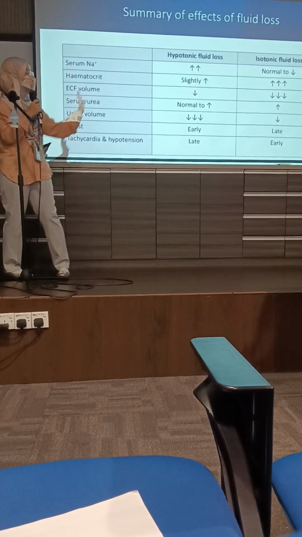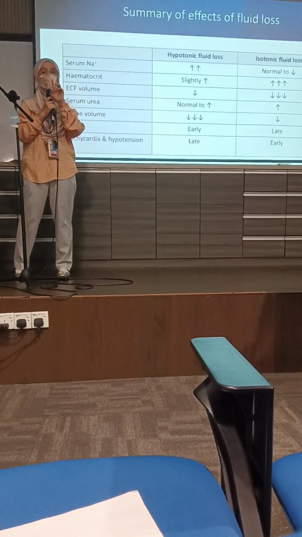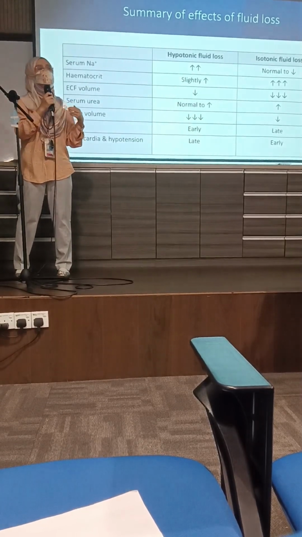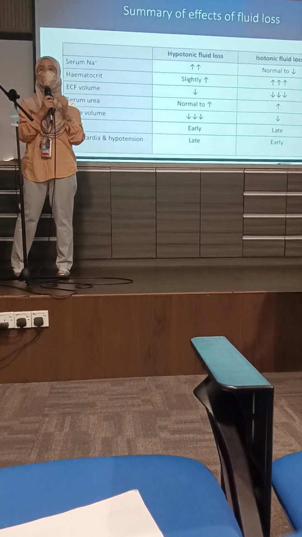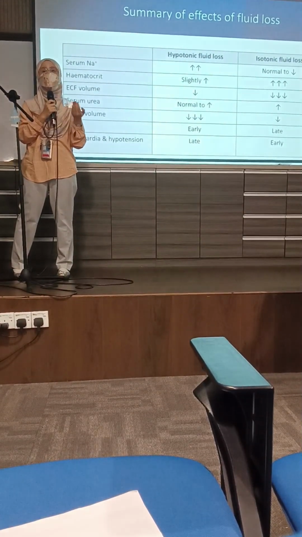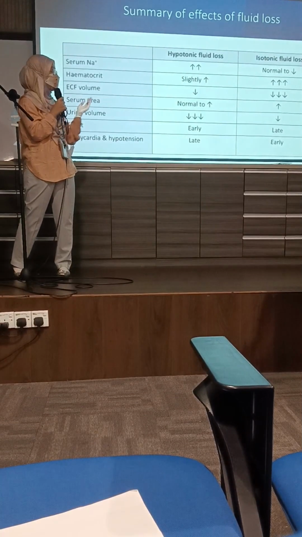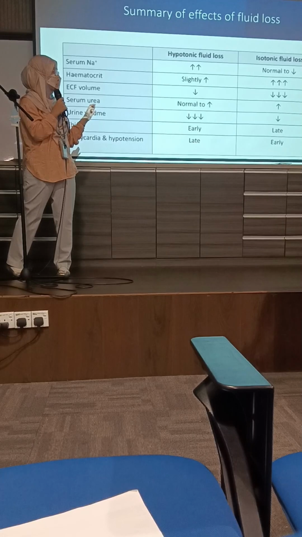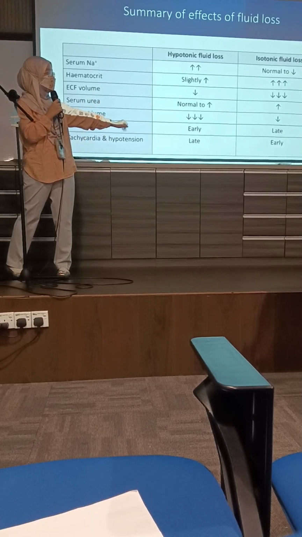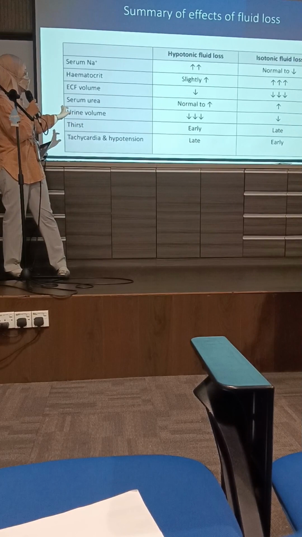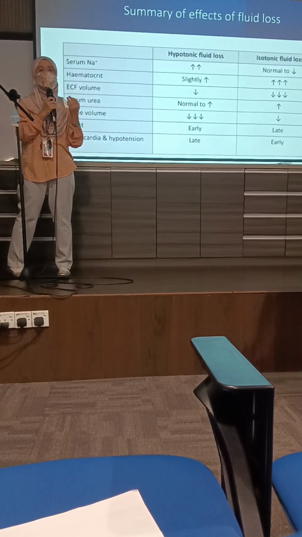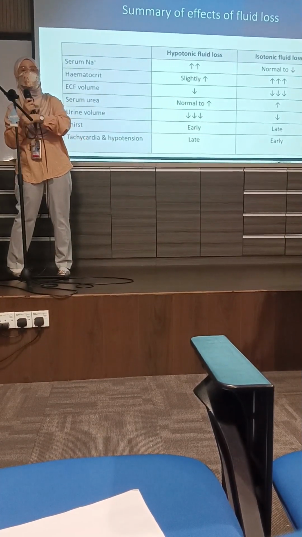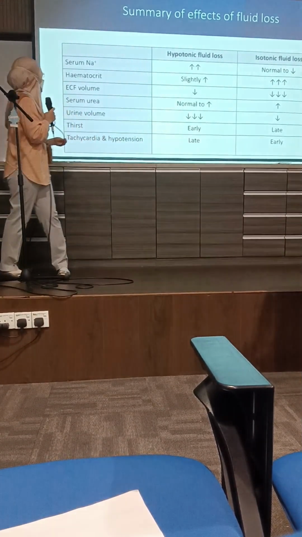Yeah. So these are the summary of the effects of both fluid loss, isotonic and hypotonic. So in between these two, serum sodium in hypotonic fluid loss will be more elevated as compared to isotonic fluid loss. Hematocrit will be slightly elevated in hypotonic but will be markedly elevated in isotonic fluid loss. ECF volume will be more reduced in isotonic fluid loss because there is no shift of fluid from intracellular to extracellular space.